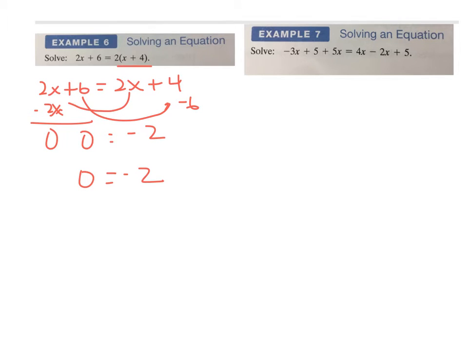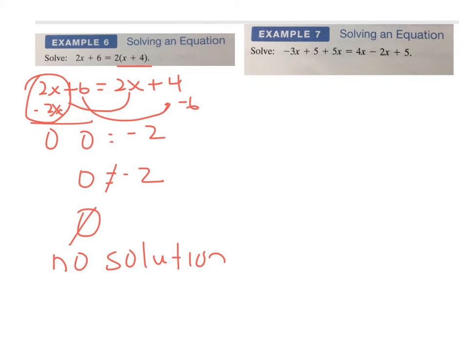The letters cancel each other out right here. And so I get a solution that doesn't make any sense or doesn't equal. So this is what's called a no solution. And you can write no solution or this empty set symbol.